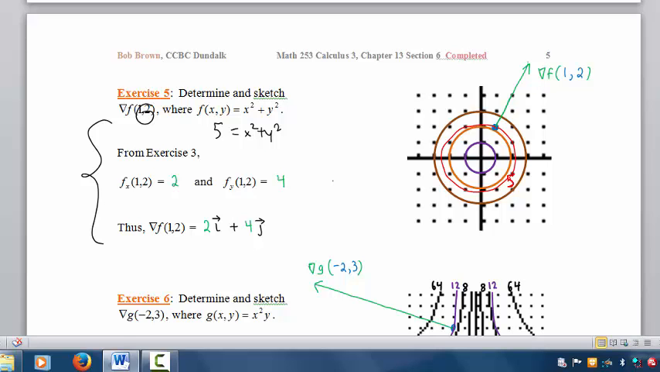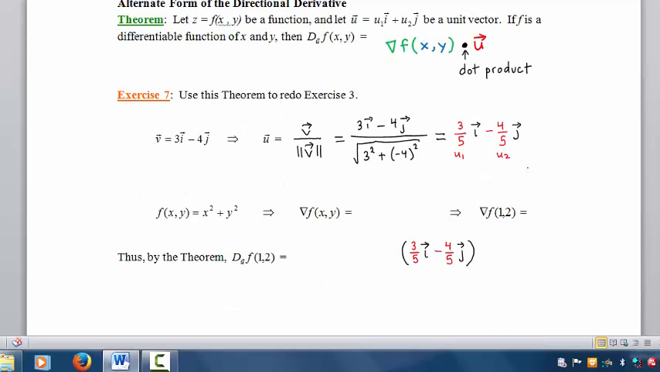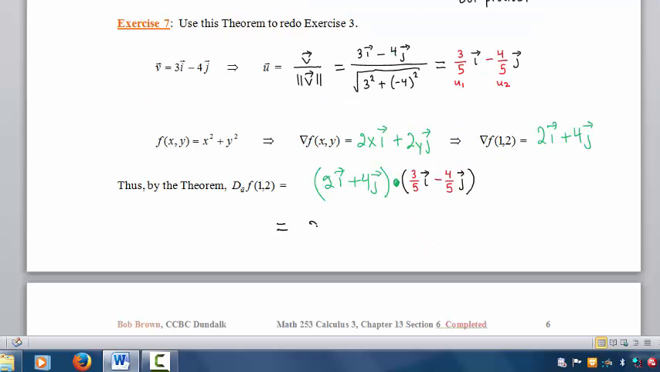Notice that the gradient vector is perpendicular to the contour. Its i displacement is 2, j displacement is 4. Exercise 7 is basically a redoing of exercise 3 from the bottom of page 3. The gradient of f at x, y would be the derivative of x squared, which is 2x, i plus the derivative of f with respect to y, which is 2y, j. At the point 1, 2, again we get 2i plus 4j. We take the dot product of the gradient with u. Negative 2 is our answer.